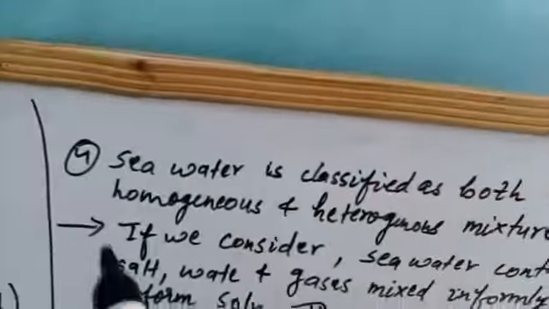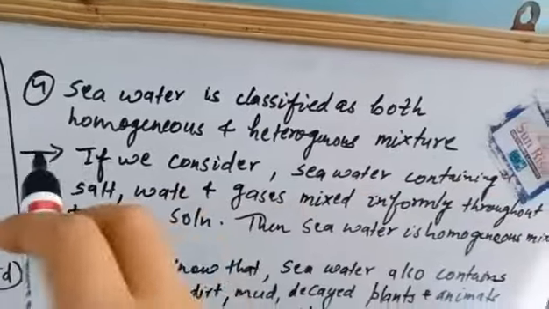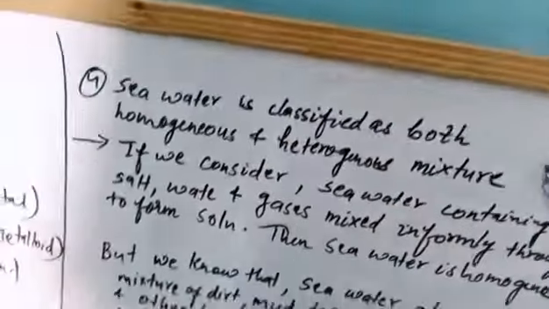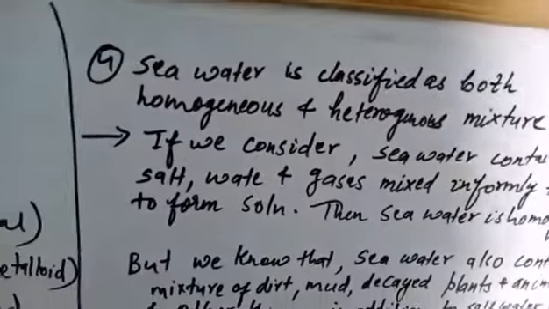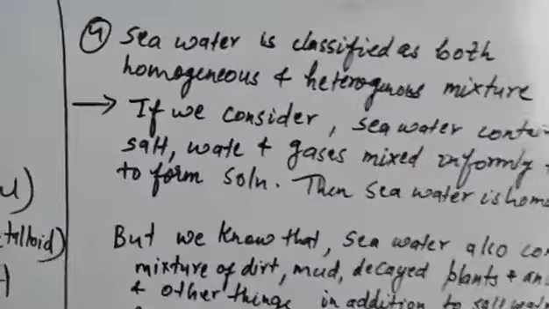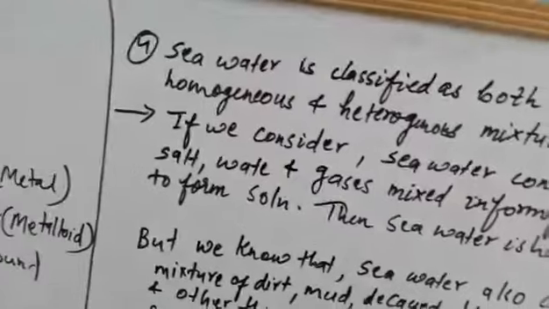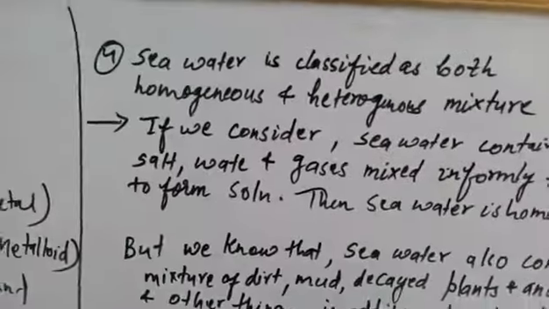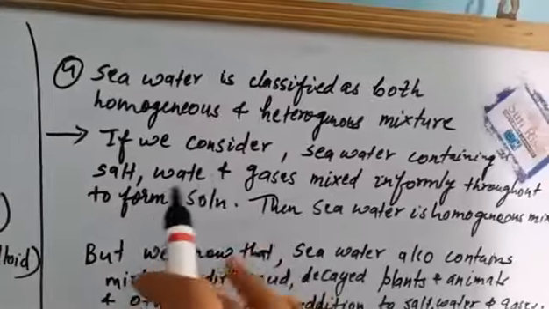Okay, now you have the fourth question. Seawater is classified both as a homogeneous and heterogeneous mixture. As I told you, some of you have written seawater is a homogeneous mixture and some of you have written heterogeneous mixture. So seawater is categorized under both homogeneous and heterogeneous mixture. This is because I have given you the explanation.